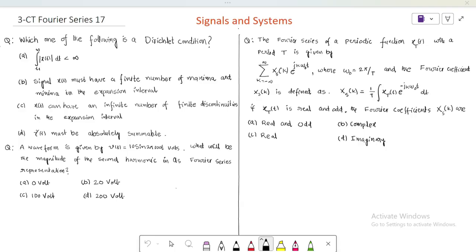Now we're in the third chapter, that is the continuous time Fourier series. Previously we discussed the Fourier series representation and Fourier series coefficients. I have given information regarding problems and properties, especially we learned the properties of the Fourier series, and we also did some problems on the Fourier series.